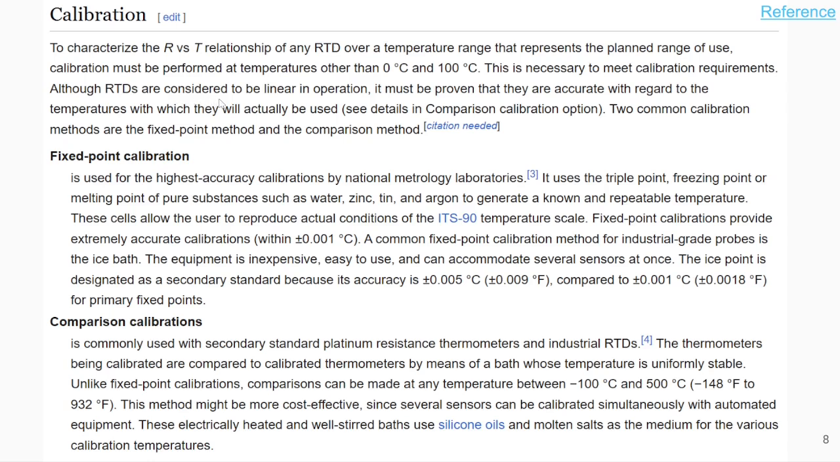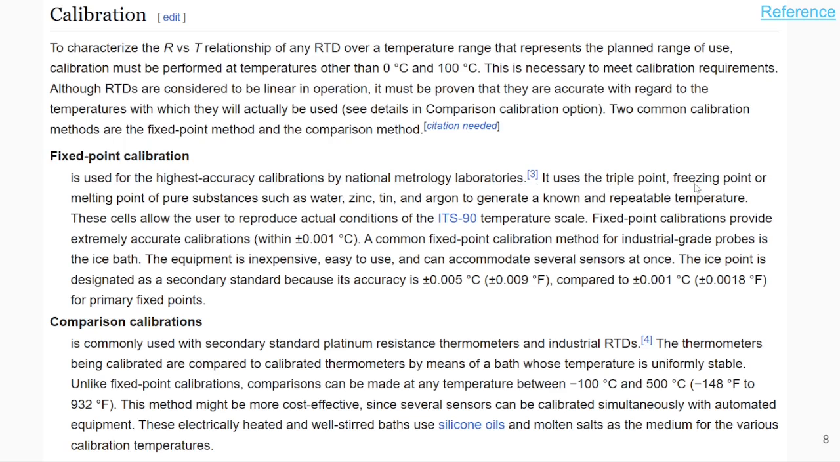Although RTDs are considered to be linear in operation, it must be proven that they are accurate with regards to the temperature with which they will actually be used. And two common calibration methods are fixed point, and so let's learn about fixed point. It is used for the highest accuracy, calibration by National Metrology Laboratories.